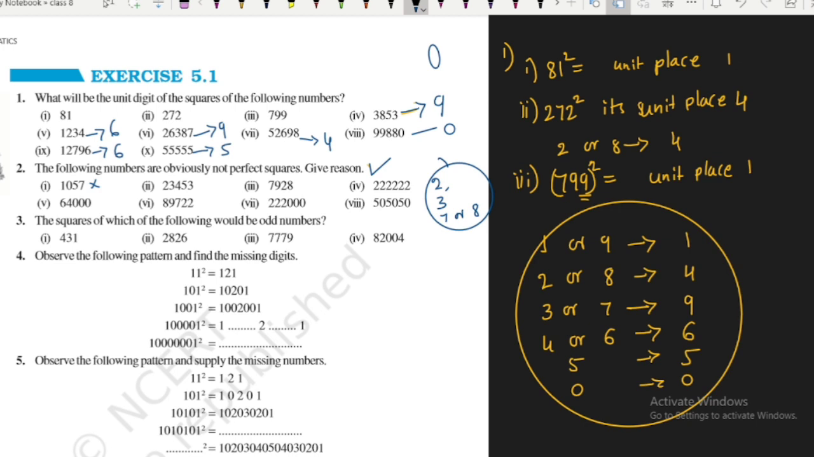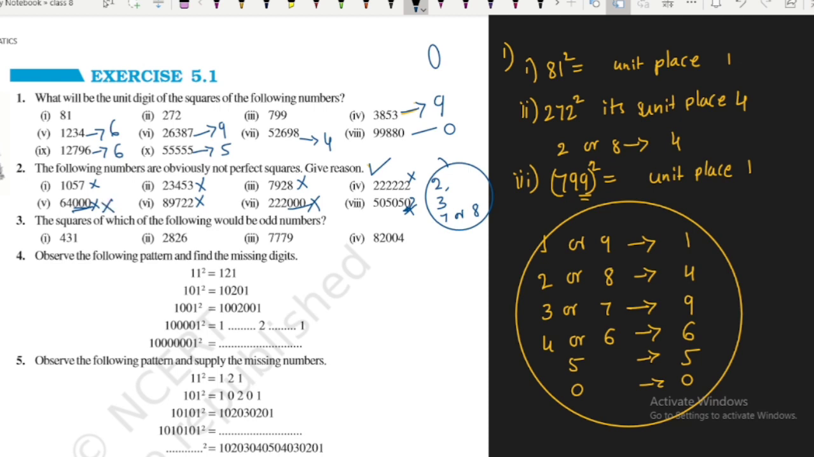This is the reason. If a number is ending with 2, 3, 7 or 8, then it is not a perfect square, and you can write that reason. Here it is 3, never a perfect square, and this one is also not. And the next reason is that a square number does not end with an odd number of zeros. You saw this property. Because here there is an odd number of zeros at the end, it is also not a perfect square.